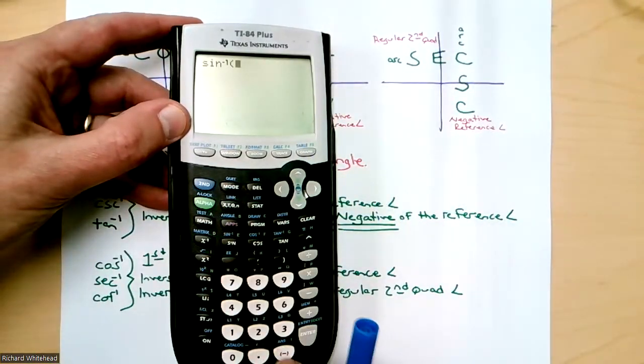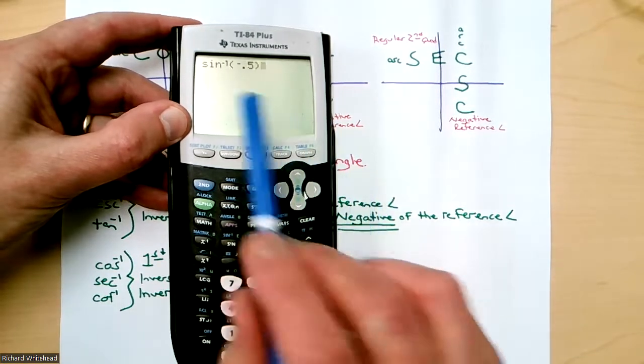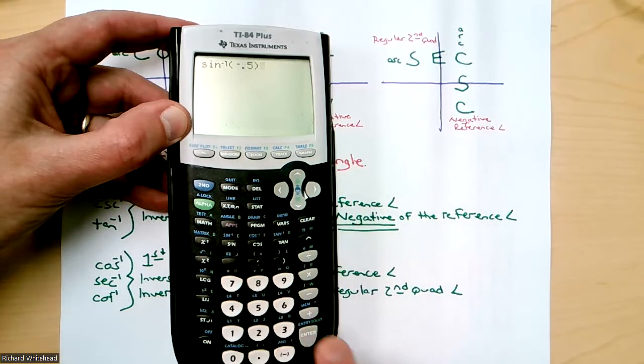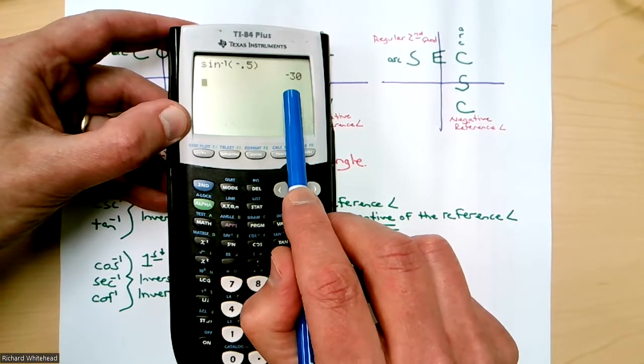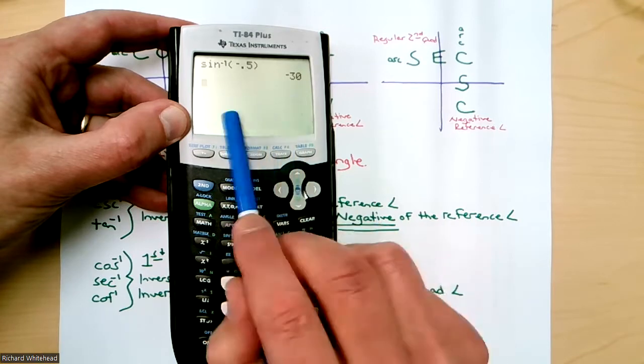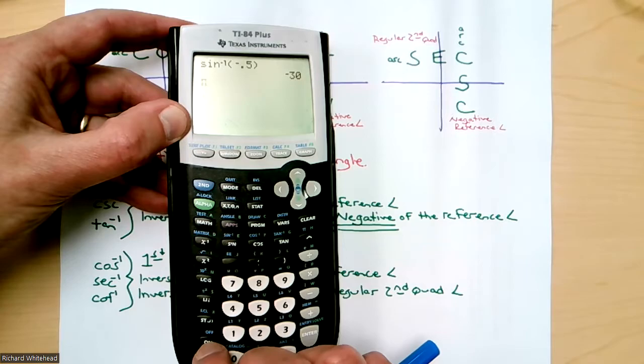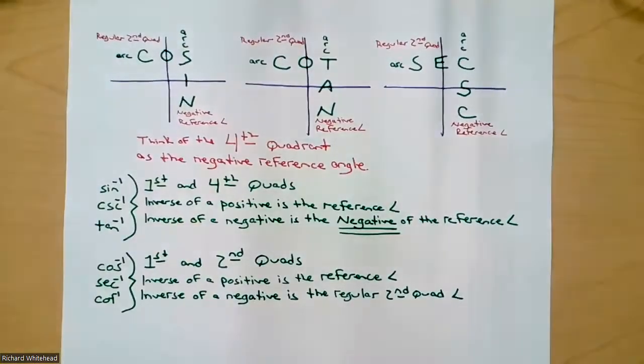Because if you do something like inverse sine of negative 0.5, you think, oh, well, sine of that would be 11 pi over 6. But when you do it on the calculator, you get negative 30. You get the negative reference angle. So that's the way TI programmed the calculators. So that's the rule that we're supposed to follow.